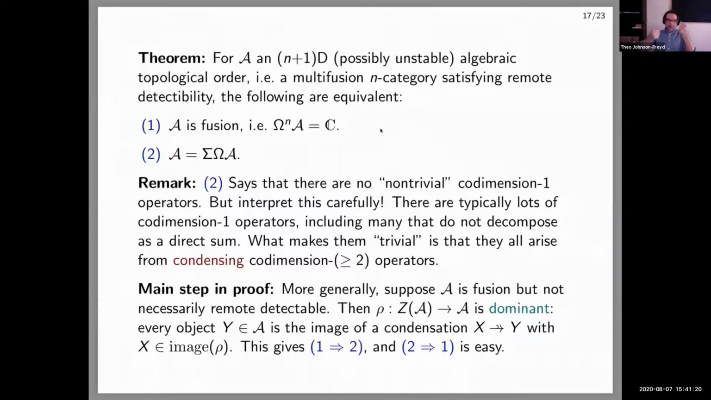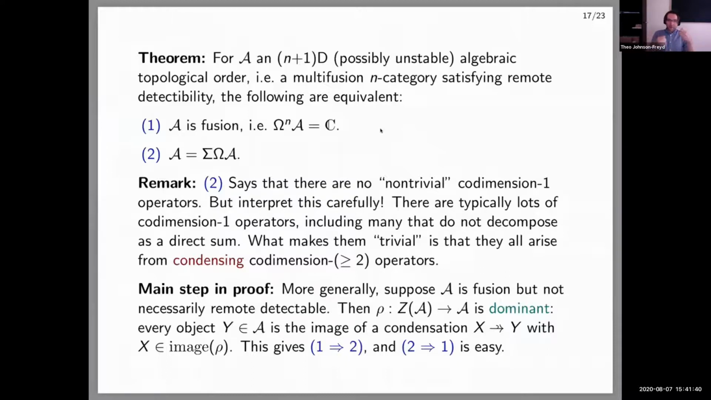So my theorem says this in general, that if all of your vertex operators are trivial, then also all of your codimension 1 operators are somehow trivial. You have to take this really carefully, because there really are codimension 1 operators, lots of indecomposable ones, but they can all be built from condensing networks of codimension 2 operators and higher.